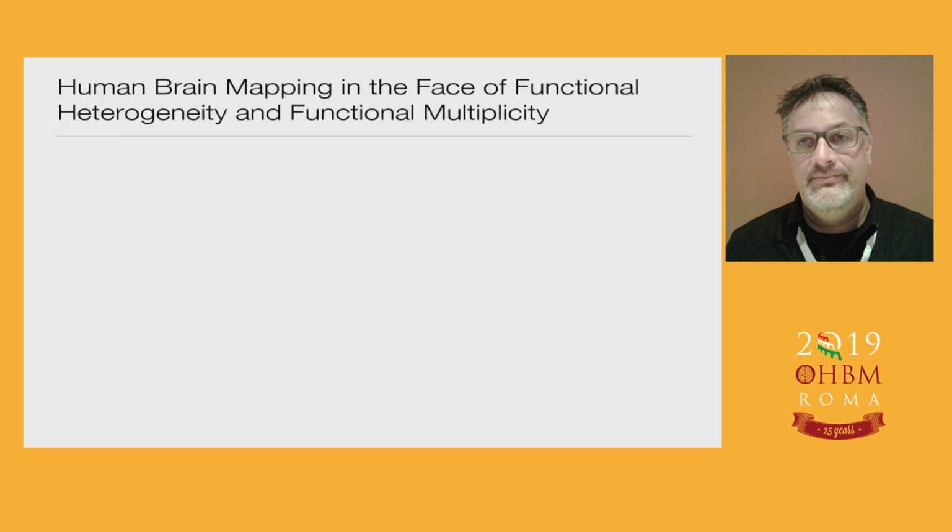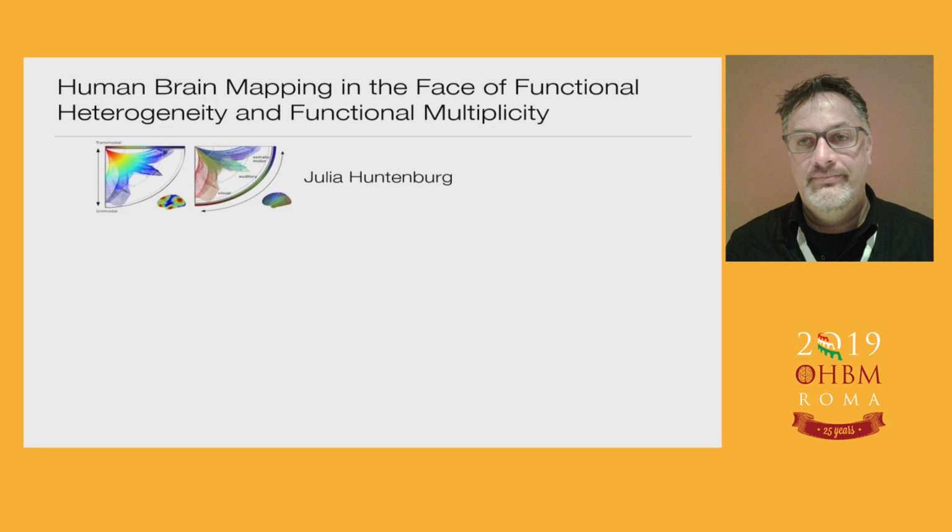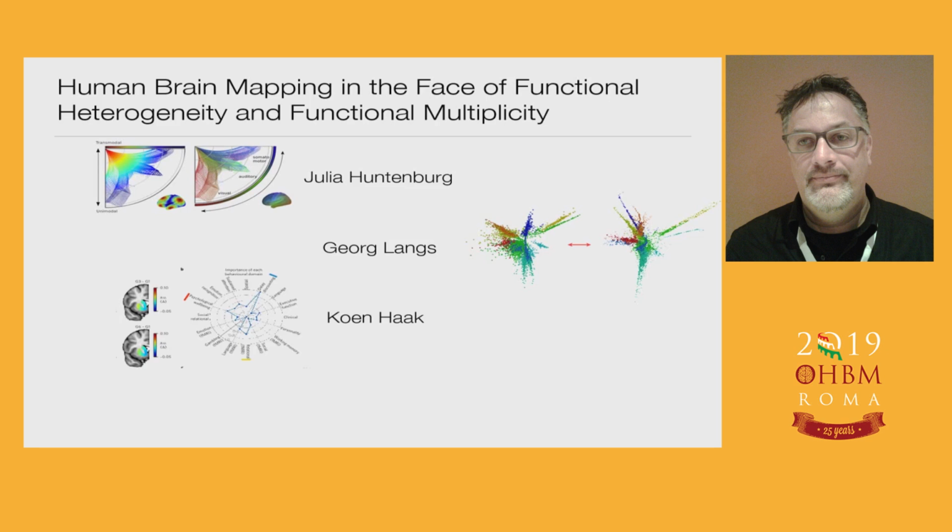We're going to start with Julia Huntenburg from the Champalimaud Centre for the Unknown, what a fantastic name, in Lisbon, Portugal, talking about large-scale gradients of cortical organization. Georg Langs from the Medical University in Vienna, talking about how you can map across individuals and across species in the embedding space. Koen Haak from the Donders Institute in Nijmegen, talking about the tools and techniques that can be employed to map brain-behavior relationships.